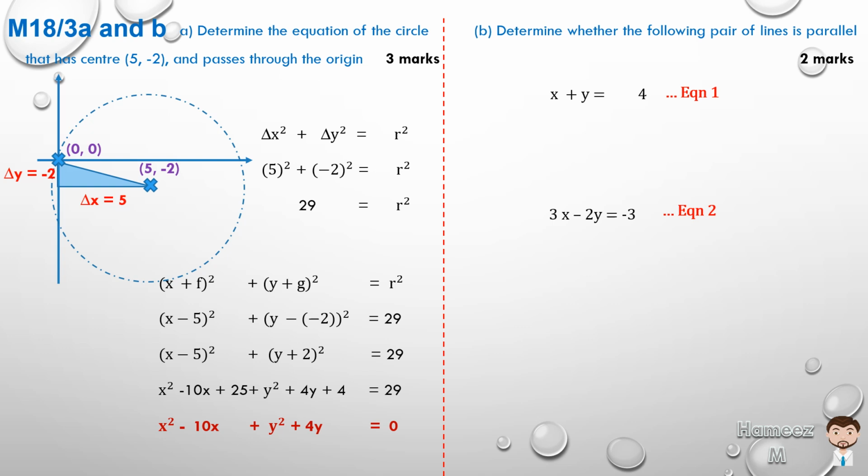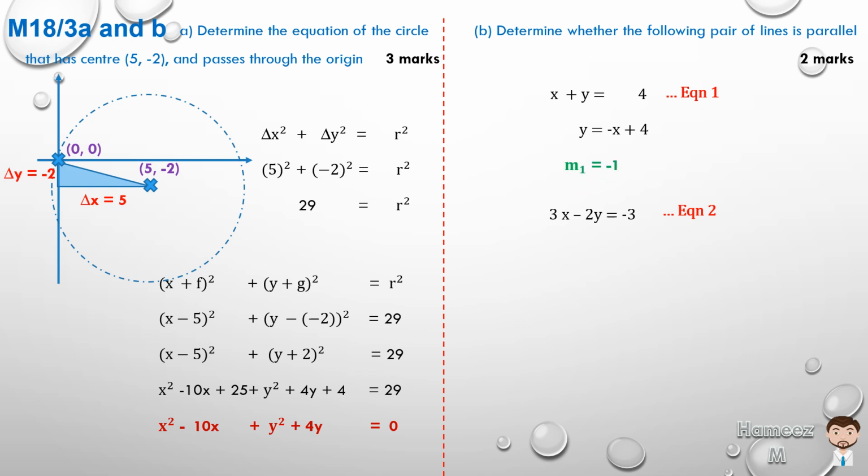So if we look at equation 1 and try to manipulate it to make y the subject of the formula, which will be the general formula for a straight line, then it's going to give us y is equal to minus x plus 4. And the number in front of the x is the gradient. So the gradient of this first line, m1, is equal to minus 1.